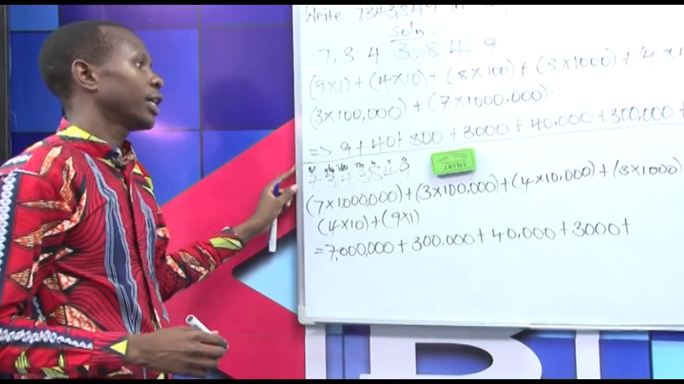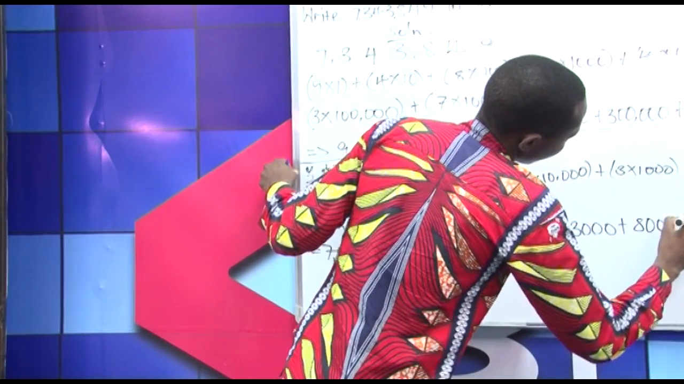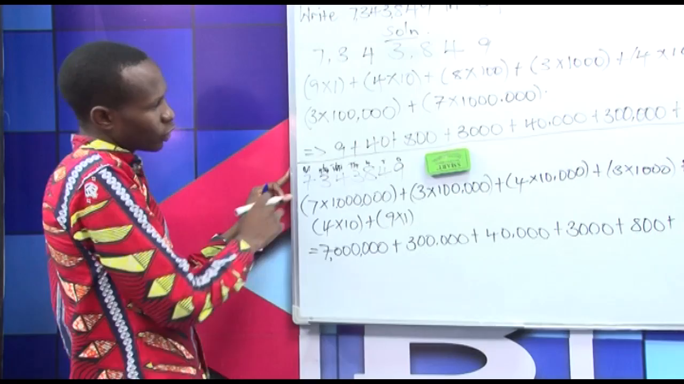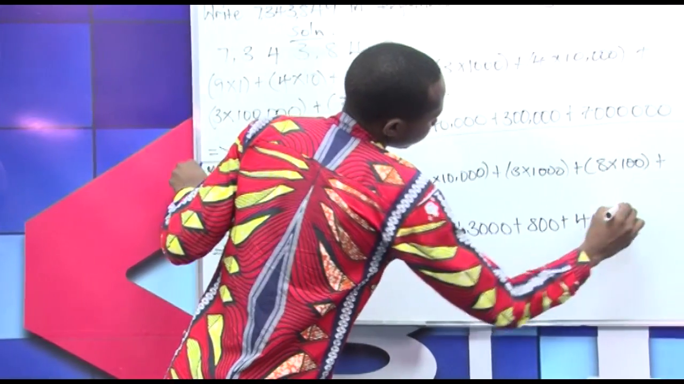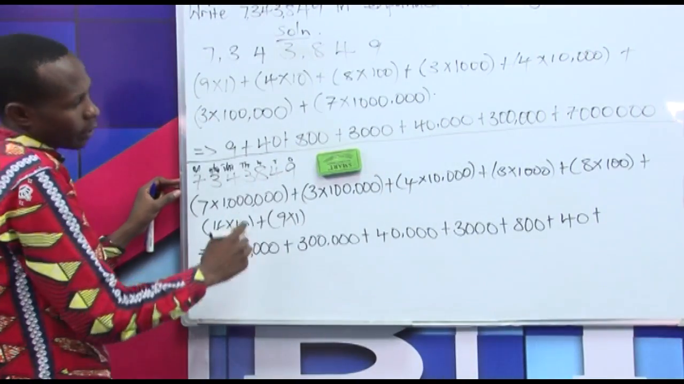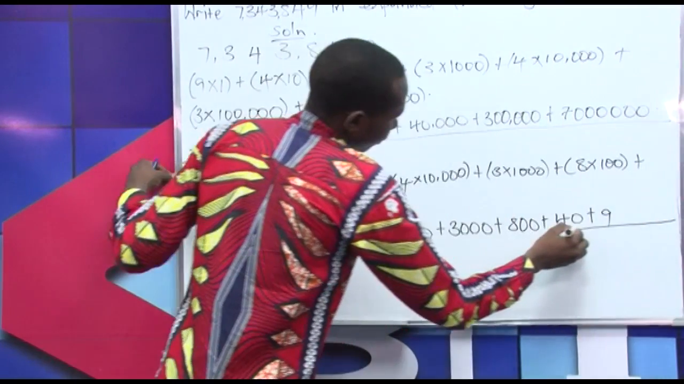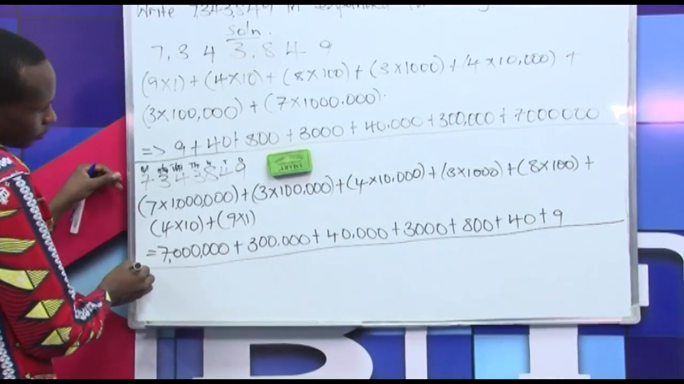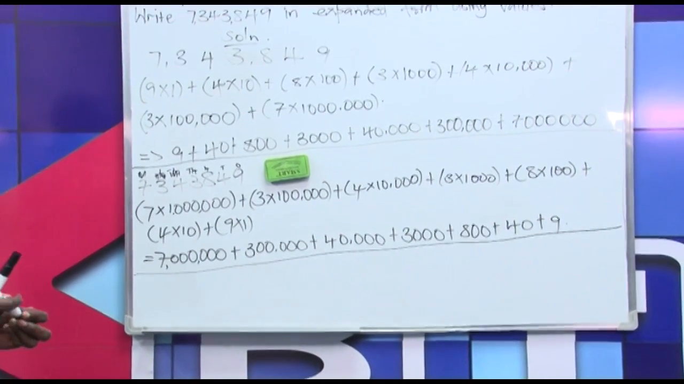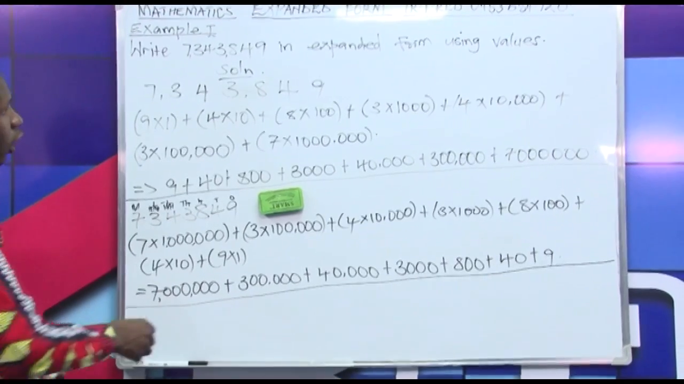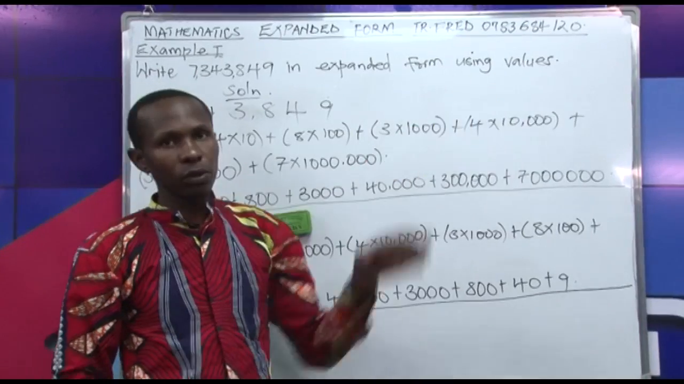8 times 100, which will give us 800. Plus, we shall have 4 times 10, which will give us 40. Plus 9 times 1, which will give us 9. Then from there, I'll have to underline my answer. So by doing this, we are now expressing our number in expanded form using values.